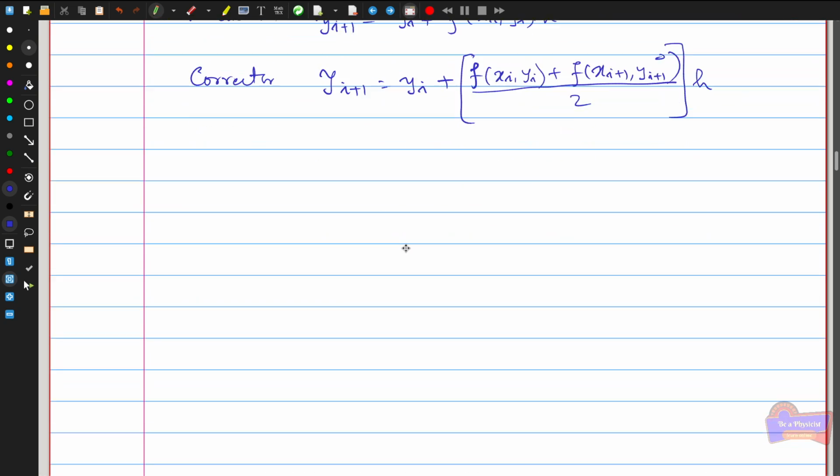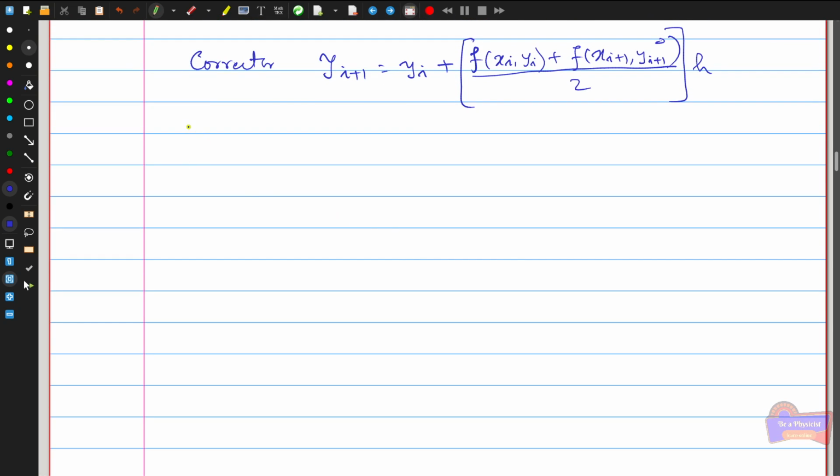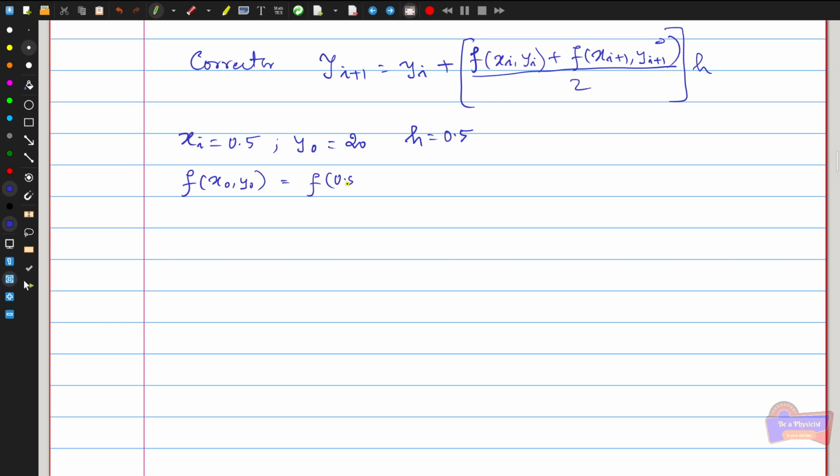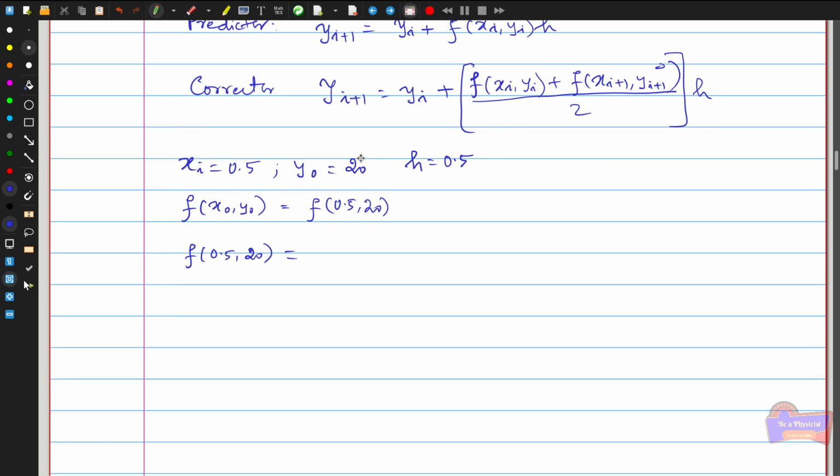Now, the given value is at x0 equal to 0.5. At this point y0 is given as 20. So these are the initial values given, and h is equal to 0.5. Now we are going to calculate f of x0 comma y0, that is f of 0.5 comma 20. We already know this slope.